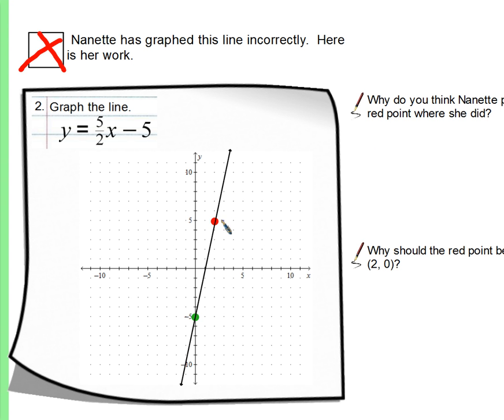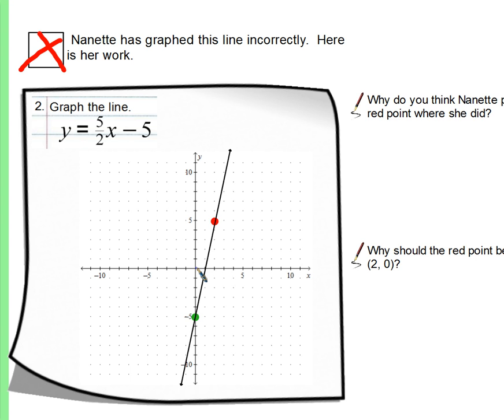Y is 5? So she put this point on there because she thought the 5 was right, and she thought it was the y. So she was trying to use the slope, 5 over 2, from the original y point. She started at 0. It doesn't mean you're hopeless. You see that a lot.